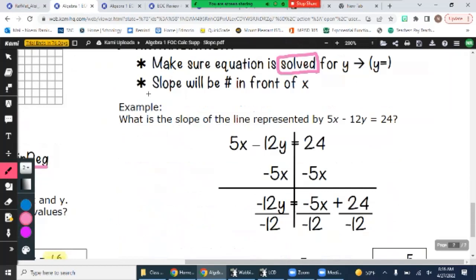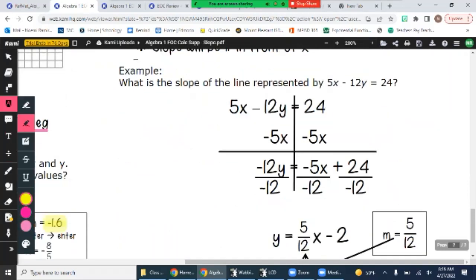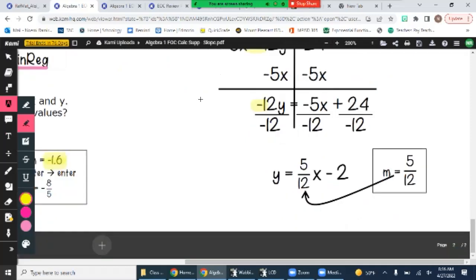So you have to solve by subtracting the 5x and then dividing. A lot of mistakes that are made is whenever you're bringing down that 12y, you need to bring the negative down with it. So when we divide by a -12, -5 divided by -12 gives me a positive, and 24 divided by -12 gives me -2. And then you can find your slope. Your slope is the number, just the number in front of x, not including x, okay? All right, so from there, you should be able to finish that slope packet, which is packet number 9.